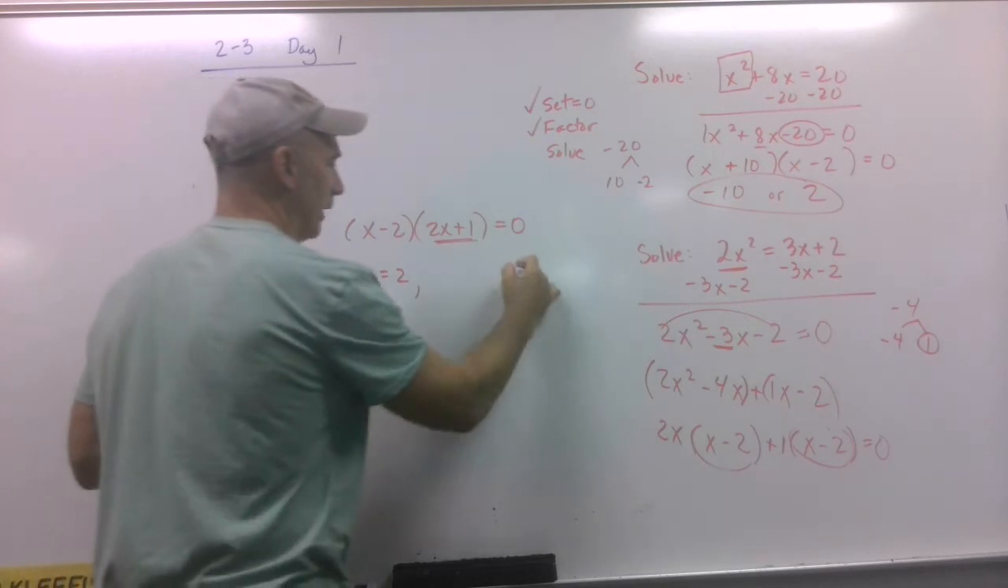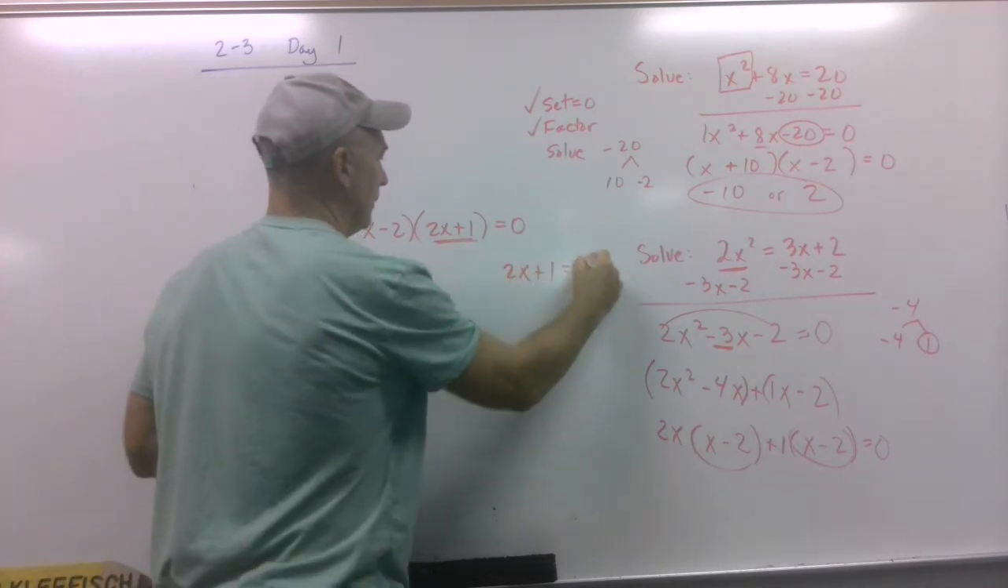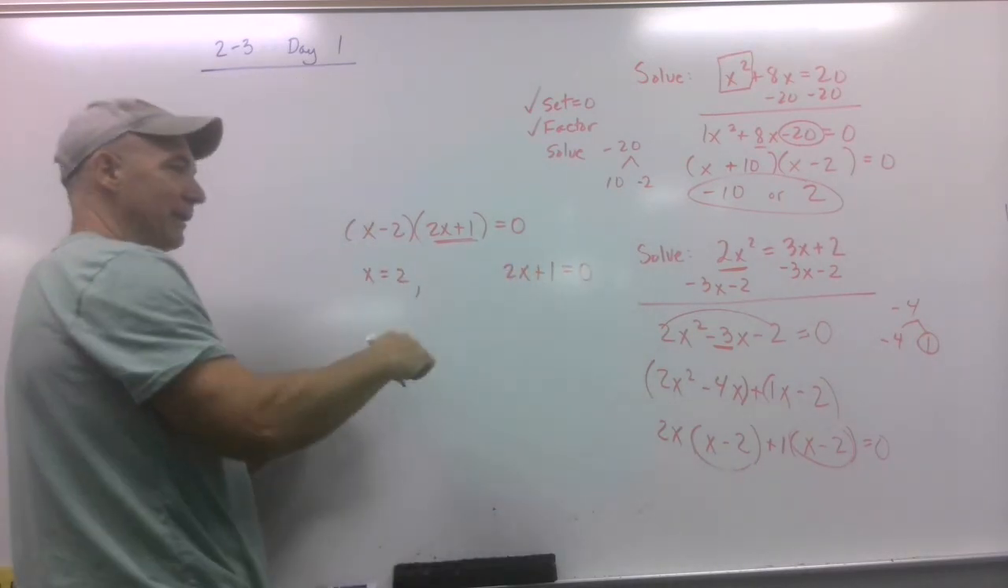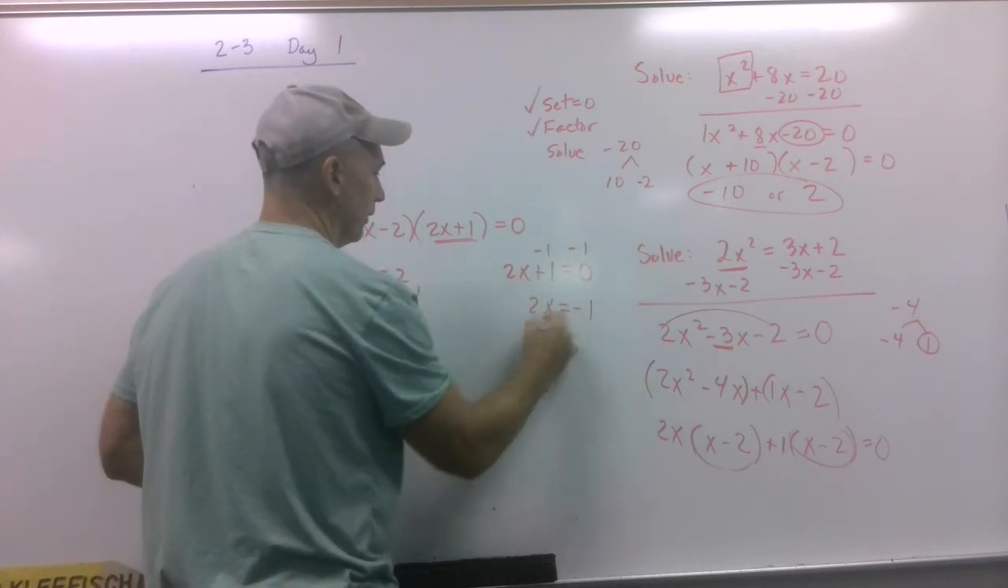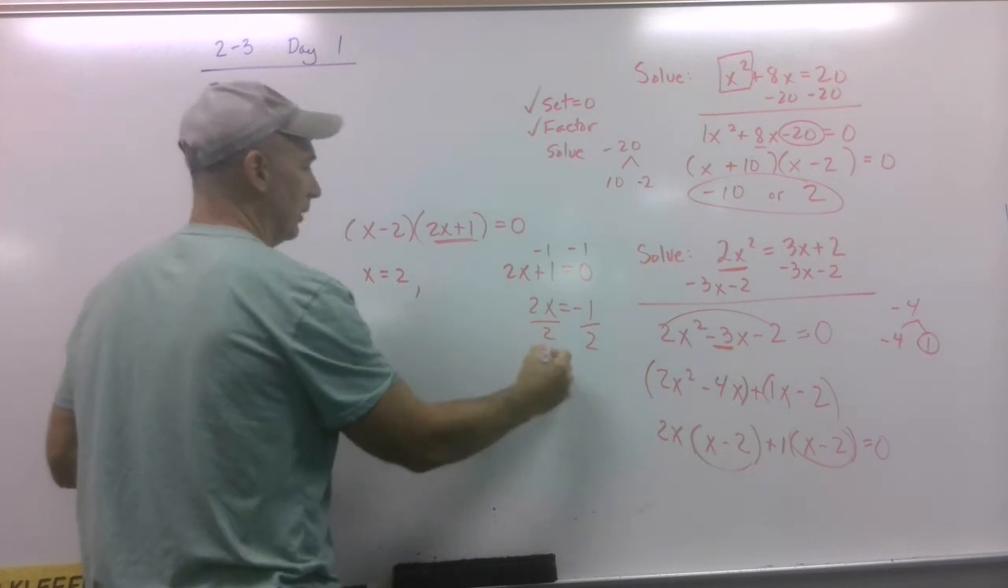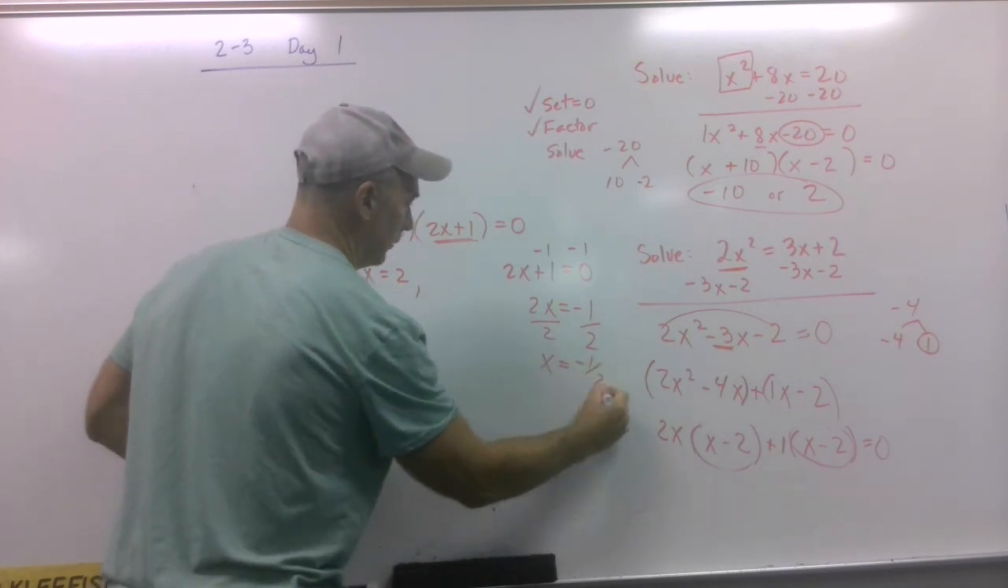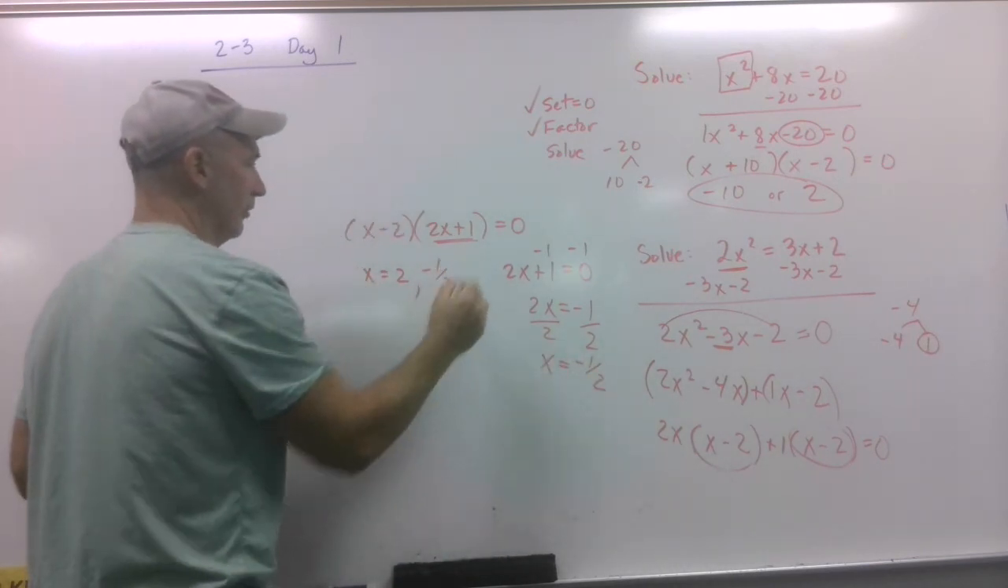Now how about this one? Maybe you'd be better off taking a second and just set it equal to 0 like we did on the initial one. Subtract 1, subtract 1. 2x equals negative 1. Divide by 2. And look at it. I get x equals negative 1/2. So there's my other answer.